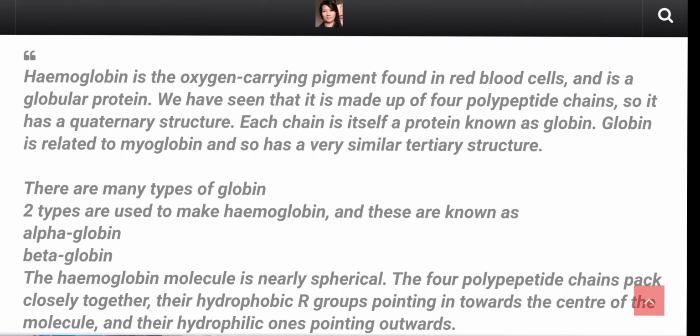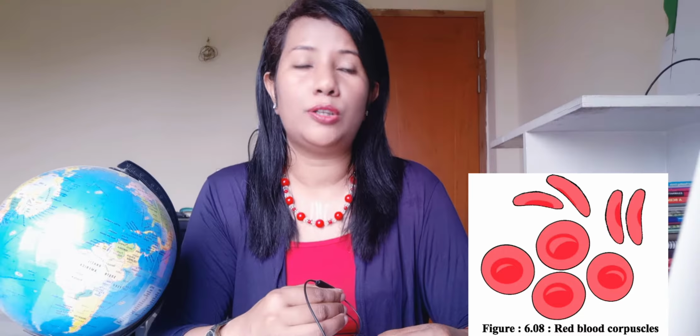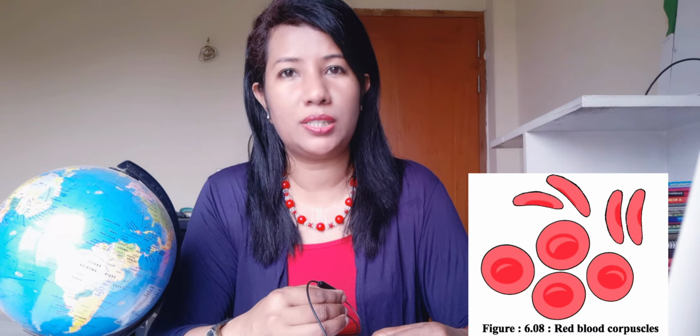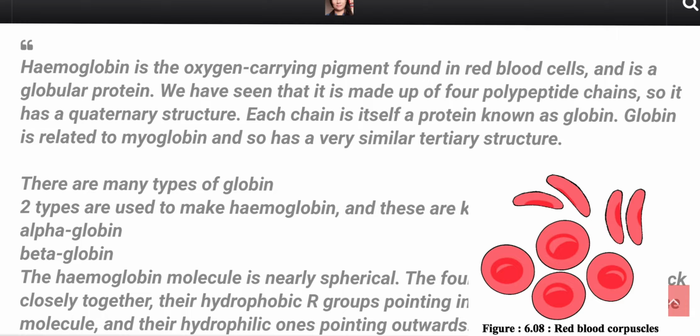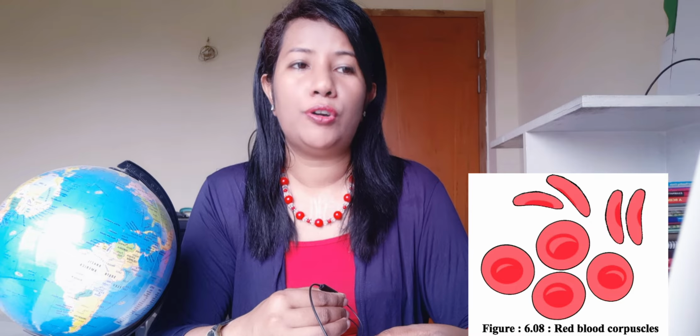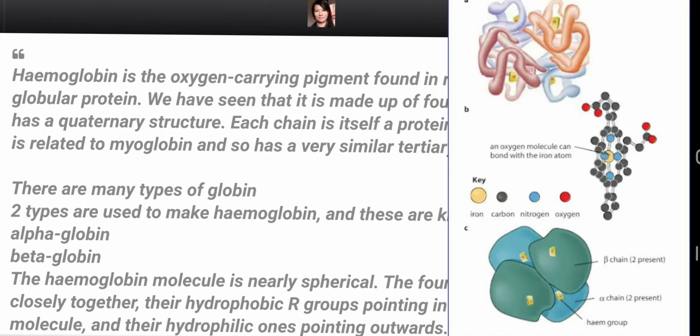Let's go to the next one. Now I'm going to talk about a protein, that is hemoglobin. Hemoglobin is the oxygen carrying pigment found in red blood cells and is a globular protein. What kind of protein? A globular protein. So I will explain what is a globular protein, what is a protein. We have seen that it is made up of 4 polypeptide chains. How many chains here? 4 polypeptide chains. And so it has a quaternary structure, and each chain itself is a protein known as globin.